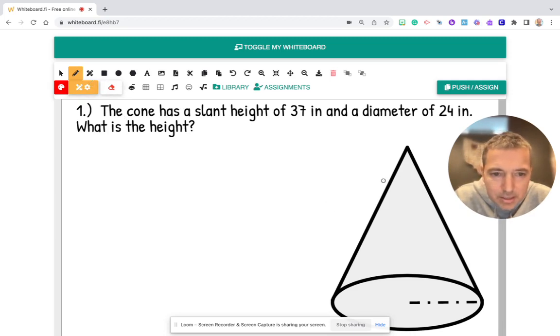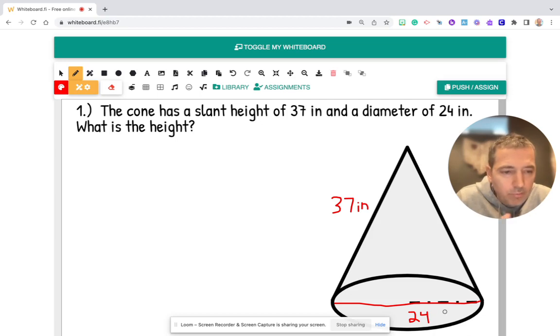So slant height is the height that's a slant. Technically we could label both of these, but we don't need to. The diameter means the whole way across the circle, right? Radius is halfway. So the whole way across is 24 inches. So again, we still don't have a right triangle here, and we want to use the Pythagorean theorem.